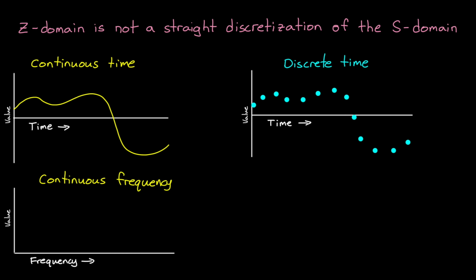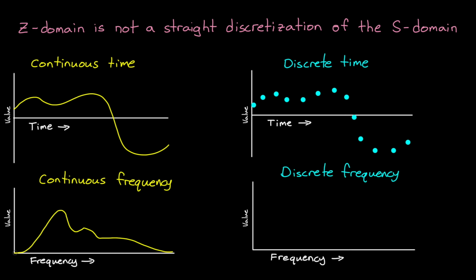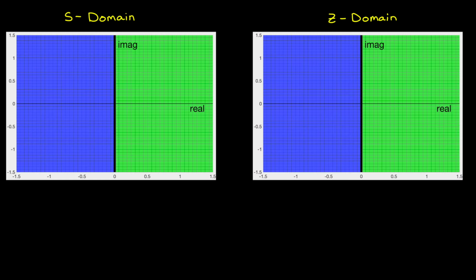And this goes for frequency as well. A discrete frequency signal looks a lot like a sampled version of the continuous signal. Now, it might have slightly different values because the frequencies above the Nyquist frequency will be aliased down to something lower, but overall the information is plotted in the same way, with frequency along the horizontal axis and amplitude or power along the vertical axis. However, this is not the case going from the S domain to the Z domain.